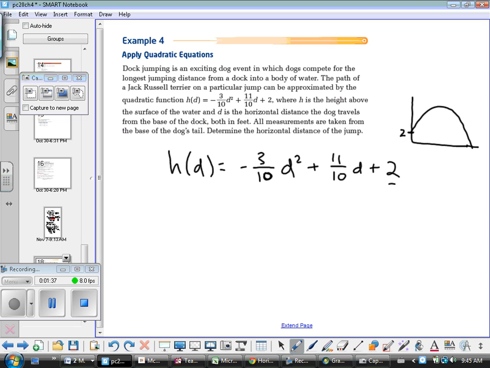Okay, so having kind of sketched that out a little bit, I know that when it hits the water, that would be a height of 0. I'm going to have an x-intercept, and that x-intercept is going to correspond to the distance that the dog has traveled. I will have another x-intercept over here, but that's mathematically relevant, not relevant to my problem, because the domain of my problem is only between 0 and whatever that d value is. Okay, so I'm going to factor this.